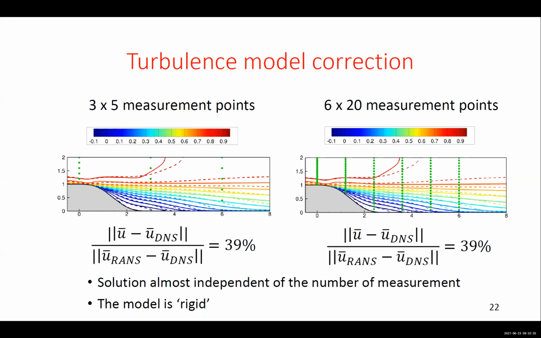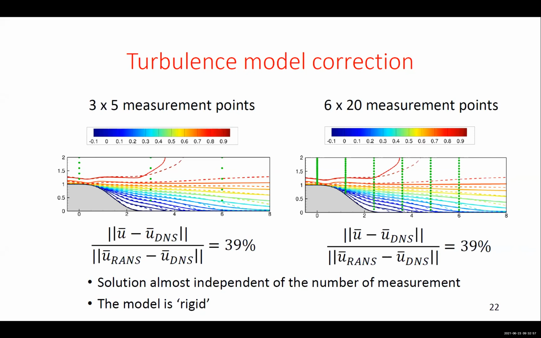However, interestingly, for the turbulence model correction, that is not so much the case. When we have sparse measurement data and dense measurement data, we have practically the same solution. So we see that the model is almost independent of the number of measurement points that we have. We say that the model is a little bit rigid, which means that regardless of the number of points, the solution is going to be practically the same.